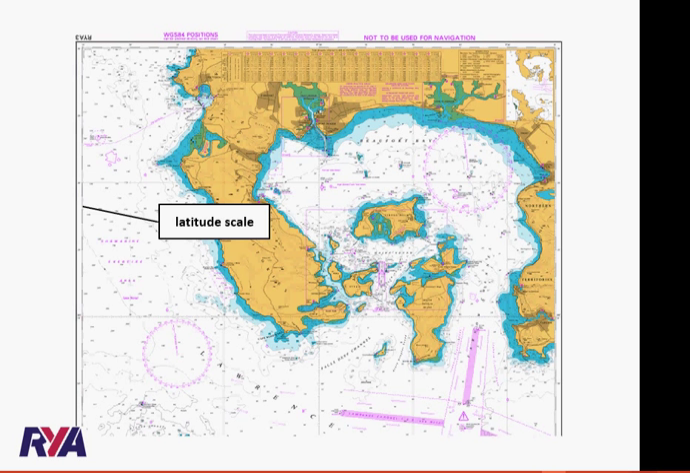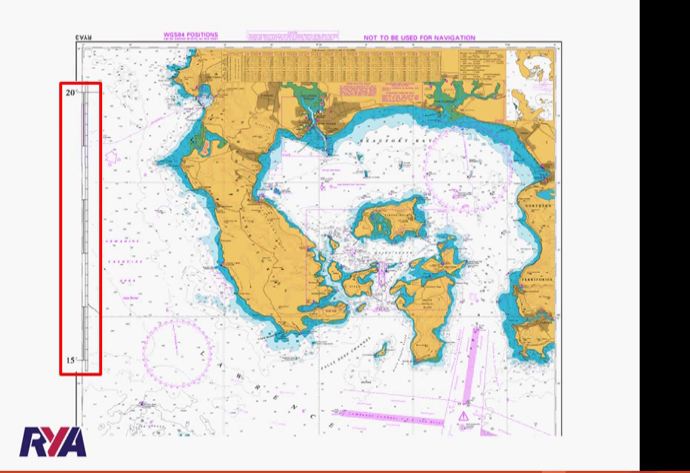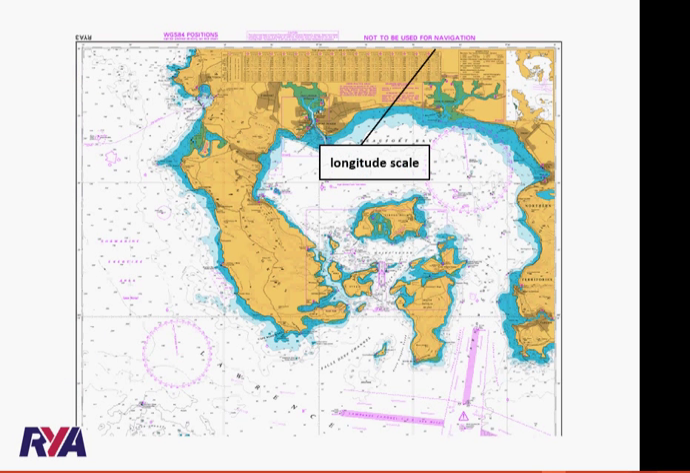The latitude scale, this is the vertical scale of the chart, and this is recorded in degrees, minutes and seconds, and the section you see highlighted there is actually 5 minutes of latitude. And incidentally, 1 minute of latitude is equal to 1 nautical sea mile, so we can measure distance by using the dividers on the latitude scale.